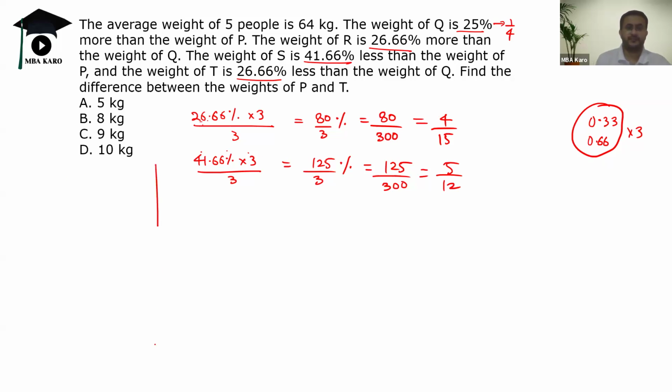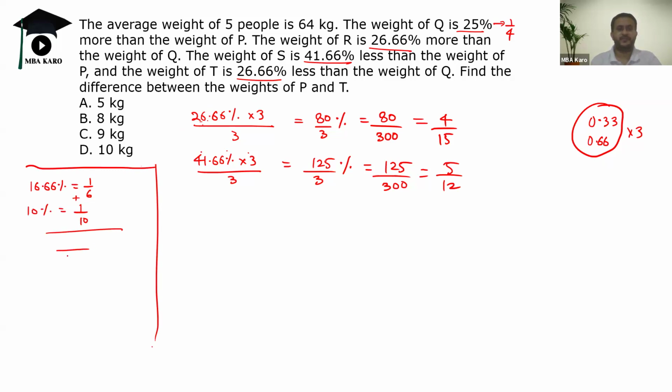Okay. Another way, first let us learn this because it's more of a percentage based question. 26.66. Let us say you're not aware of the percentage. We know 16.66 is what? 1 by 6. And 10% is 1 by 10. So add these: 1 by 6 plus 1 by 10 upon 30. 5 plus 3, that is 8 by 30, which we get as 4 by 15.